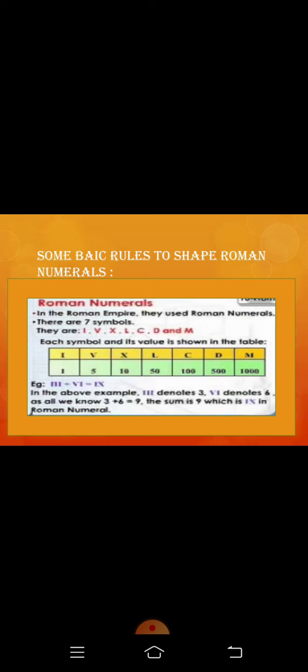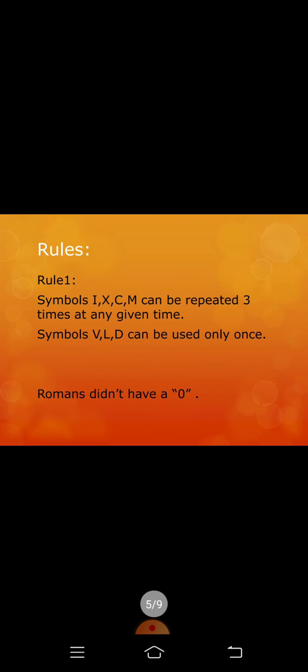Example: 3 plus 6 is equal to IX. In the above example, 3 denotes 3, 6 denotes 6. As we all know, 3 plus 6 is equal to 9. The sum is 9, which is written as IX in Roman numerals.